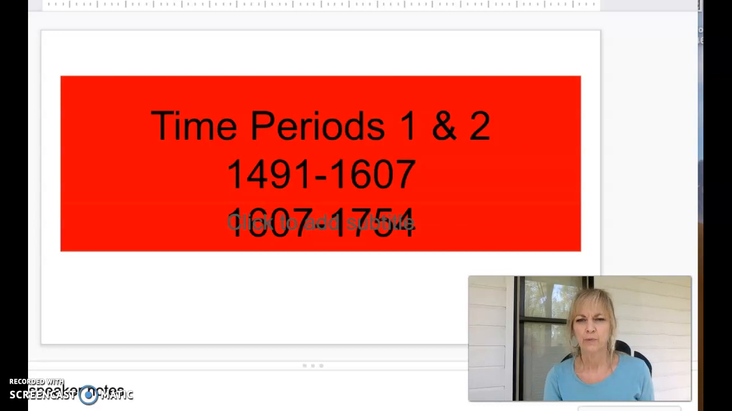Okay, so when we talk about time period 1 and 2, time period 1 is 1491 to 1607. And remember, 1491 is because the College Board wants you to be sure and think about Native Americans prior to European contact, and then 1607 is the founding of Jamestown. And then time period 2 starts in 1607, founding of Jamestown, first permanent English settlement on the continent, and 1754 is chosen because that's the French and Indian War.